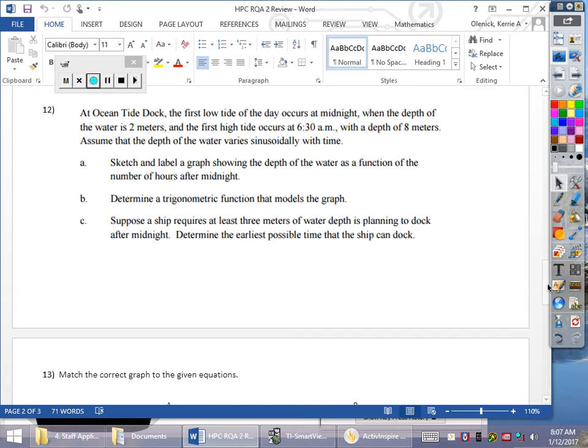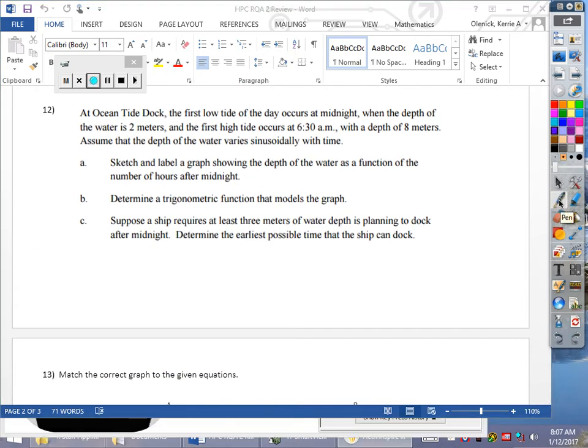All right, let's talk about the dock of the bay. At midnight, the depth is 2. So 0. Why did I put 0? Because military time, 100 hours. Okay, so 0 is 2 meters. The first high tide, oh, and that's low, so that's min, right? The first high tide is at 6.5, okay? Because 6:30 a.m. is 6.5 hours.